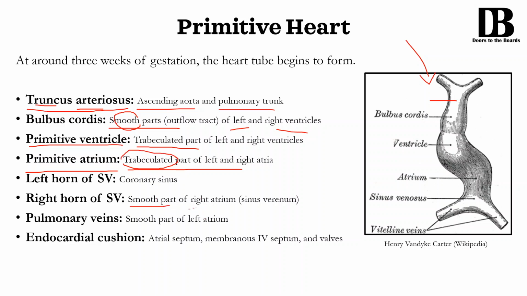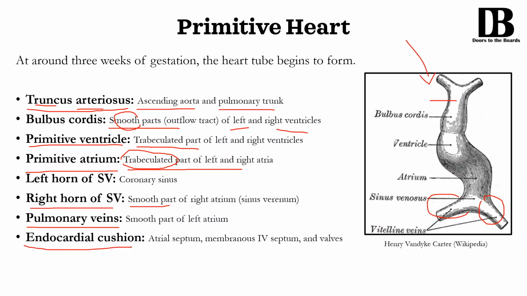The smooth part of the right atrium comes from the right horn of the sinus venosus, while the pulmonary veins are what give the smooth part of the left atrium. It's very common for students to make a mistake that the left horn of the sinus venosus is what gives the smooth part of the left atrium. However, the smooth part of the left atrium is actually part of the pulmonary veins. They get absorbed into the left atrium and they form the smooth part of the left atrium.